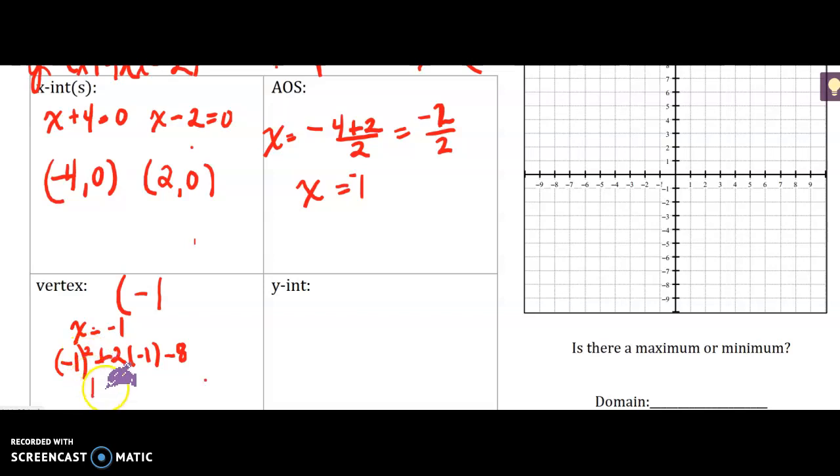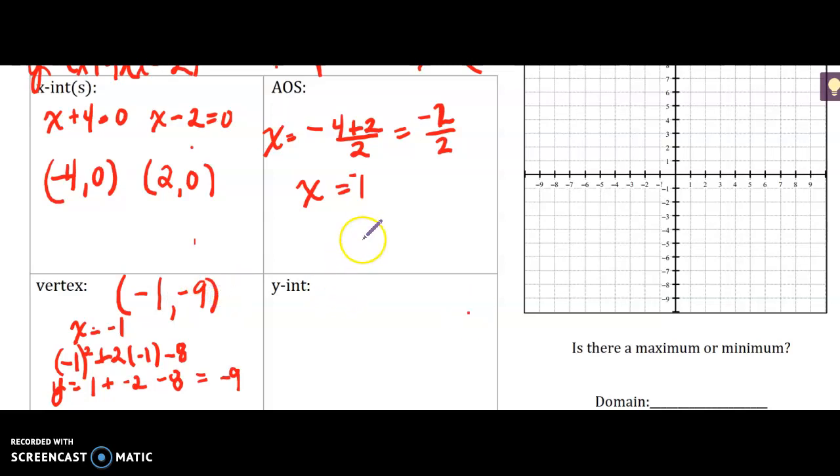So negative 1 squared is 1. 2 times negative 1 is negative 2. And then we have minus 8. So 1 plus negative 2 is negative 1, minus 8 is negative 9. And remember, we're solving for y there. So that means when x is negative 1, y is negative 9.